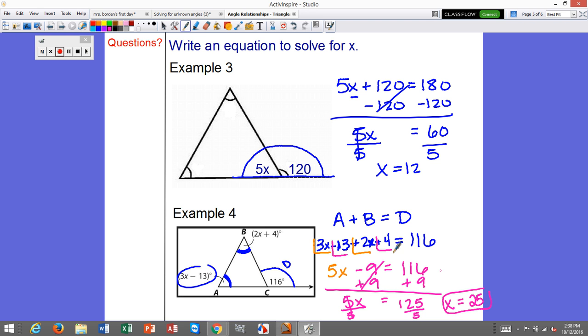I can then use that to solve for B and A individually. So 3 times 25 minus 13. 3 times 25 is 75. 75 minus 13 would be 62 degrees for this corner right here. And then if we're going to solve for this one, we're going to do 2 times 25 plus 4. 2 times 25 is 50. 50 plus 4 would be 54 degrees. So this one right here would be 54. We can check by making sure that 62 plus 54 equals 116, and it does. And so we know that we have solved for x correctly because the theorem works.